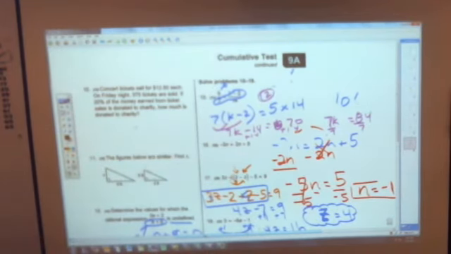Concert tickets sell for $12.50 each on Fridays. 375 tickets are sold, and 20% of the money earned from ticket sales is donated to charity. How much is donated to charity?